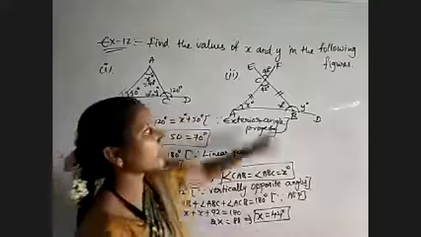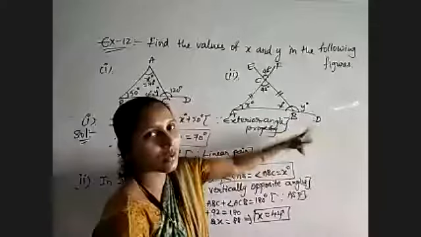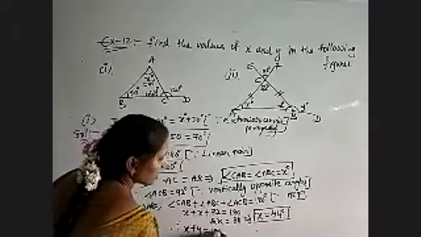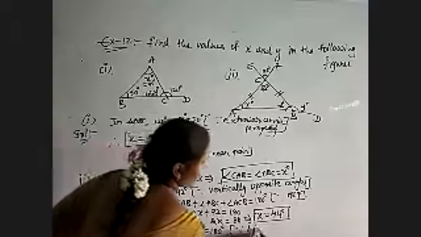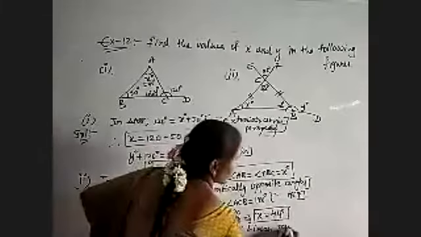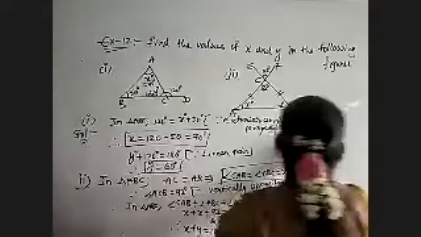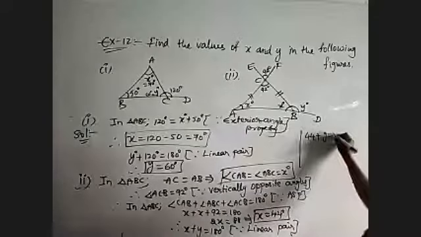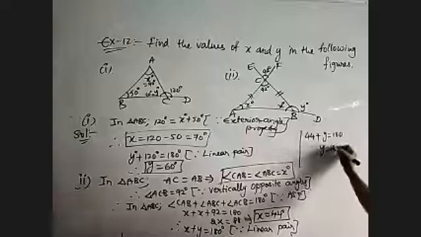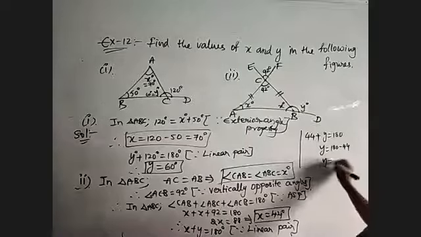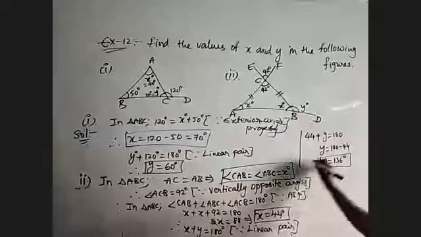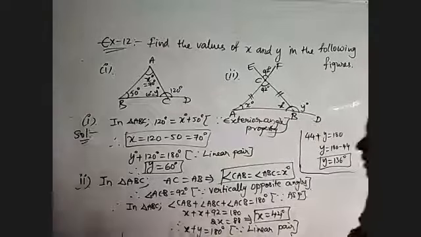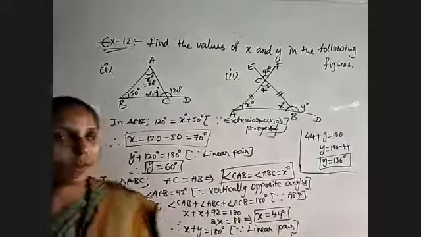After getting the x value, x plus y is equal to 180 degrees by using the linear pair. That's all. So x plus y is equal to 180 degrees because of linear pair. Then I'll get the x value 44 plus y equal to 180. Then y will be equal to 180 minus 44, which is nothing but y is equal to 136 degrees. That's all. Okay. So the remaining questions we will discuss in the next class.